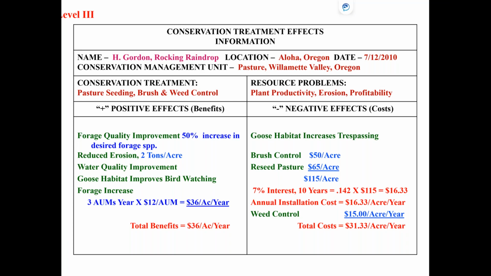The weed control every year is $15. That's a total of $31.33 per acre per year. You compare those two items, you know that you're making about $4.66 per year more if you do your pasture seeding. So that tends to take it a little further than I normally would take it out in the field, but some of you might feel comfortable doing that, especially if you really know the economics of your area.